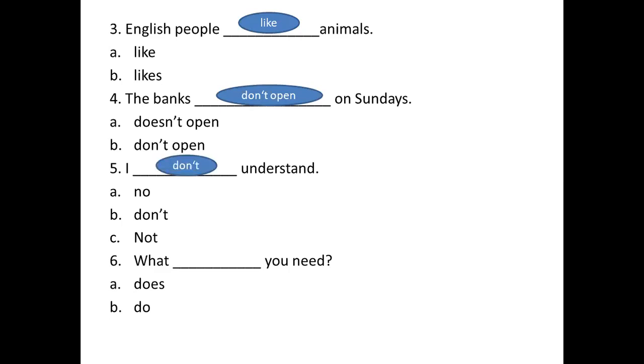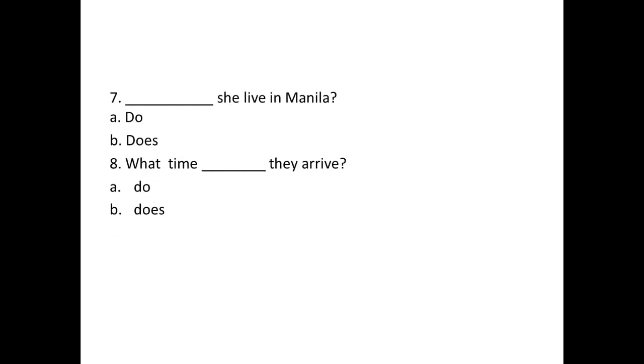Number 6, what blank you need. What is the subject here? Of course, the subject here is you. So you will say, what do you need? All right, numbers 7 to 8. This is interrogative, a yes or no question.